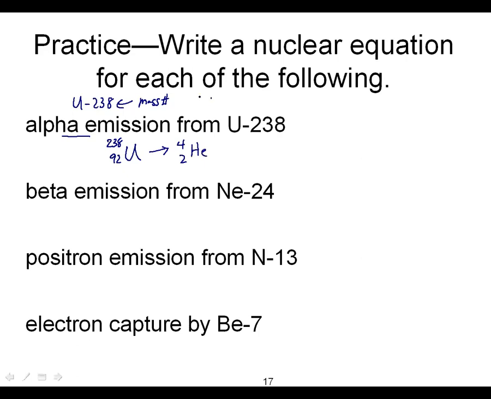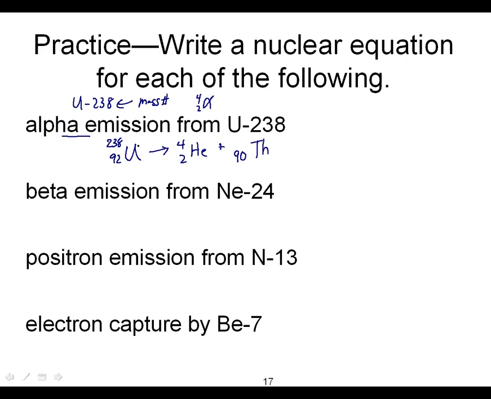If you want to use the alpha symbol, you could do that as well. And we want to balance it. So we have 92 on the left for the atomic number. We have 2 on the right. So to get us to 92, our missing atomic number would be 90. Basically 92 minus 2 gets you 90. And that means if we go to the periodic table and look at number 90, it is Th.